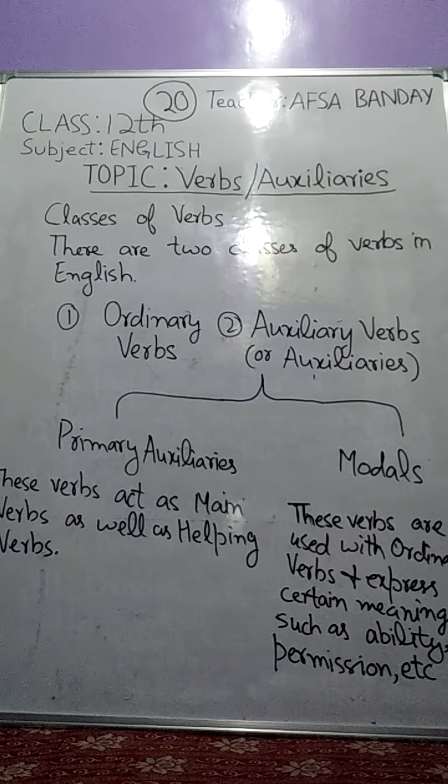First, primary auxiliaries. These verbs act as main verbs as well as helping verbs. And modals or modal auxiliaries, these verbs are used with ordinary verbs and express certain meanings such as ability, permission, probability, possibility, etc.